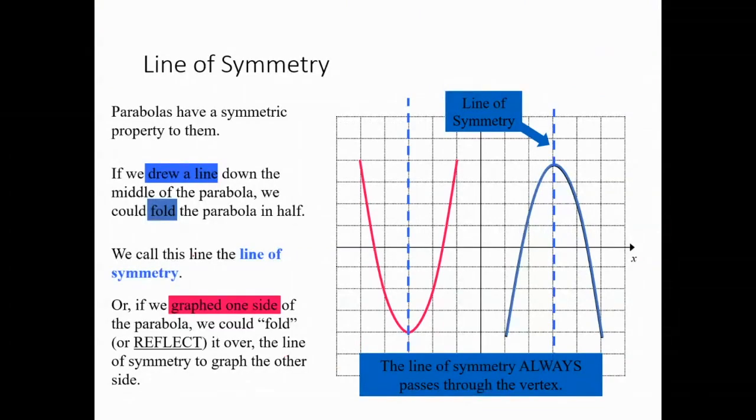So parabolas have a symmetric property to them, and that's what I just talked about. When we draw this line of symmetry, just like I did in the last example, except I drew a terrible line, we can draw the line down the middle of the parabola and we could fold it in half. And if we did that, it would be symmetric. So we call this the line of symmetry, and we'll talk about how we calculate that in a little bit. Or if we graphed one side of the parabola, we could fold it and reflect it over the line. Some teachers use this form of graphing where we graph one half of the parabola and then fold it over and graph the symmetric half on the other side.